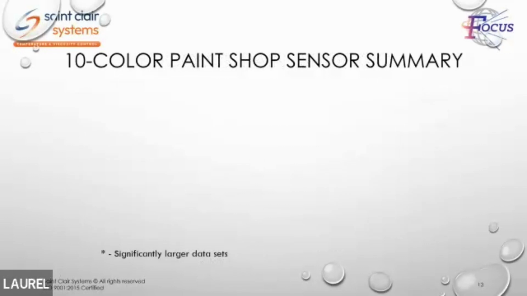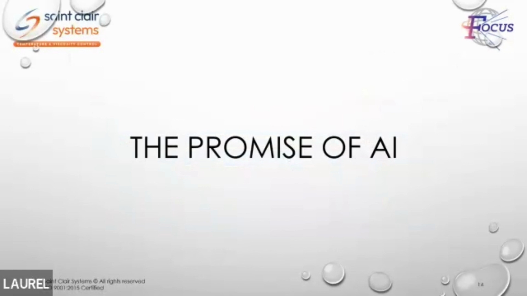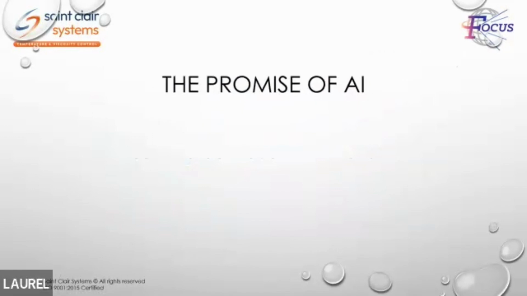So if we just do a quick summary, we're talking about a simple 10-color paint shop requires 150 sensors at about $750,000. Why would we do that? Well, it's the promise of AI, of course. And that's a great promise.